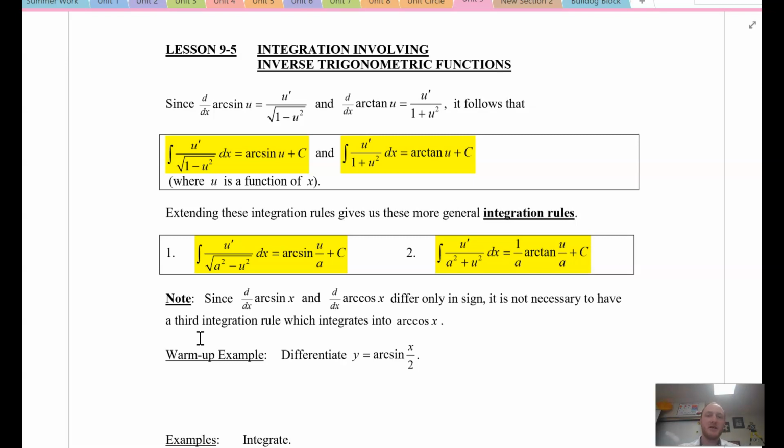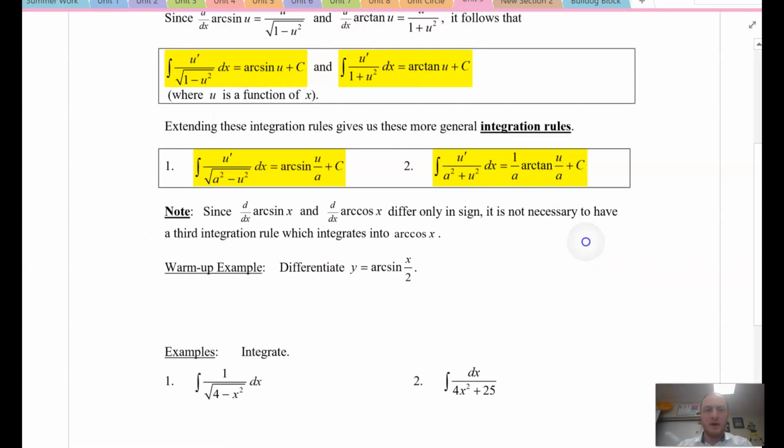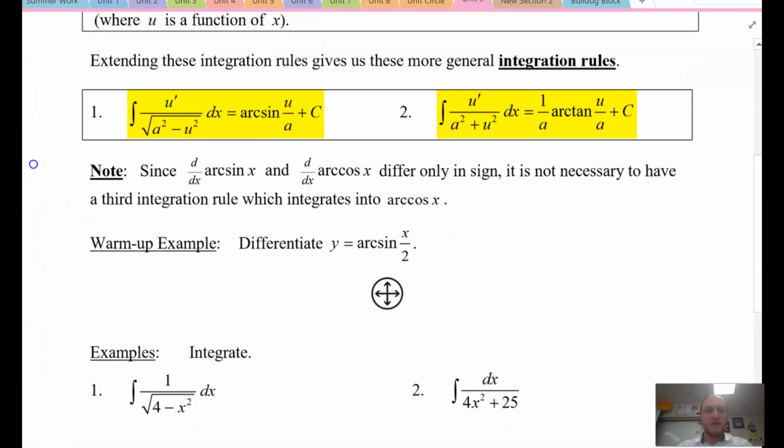In these formulas, you will rarely see them as 1 minus u squared or 1 plus u squared. Generally, they have an a value, which follows these forms. So the integral of u prime over the square root of a squared minus u squared dx is arcsine of u over a plus c, and the integral of u prime over a squared plus u squared dx is equal to 1 over a arctan of u over a plus c.